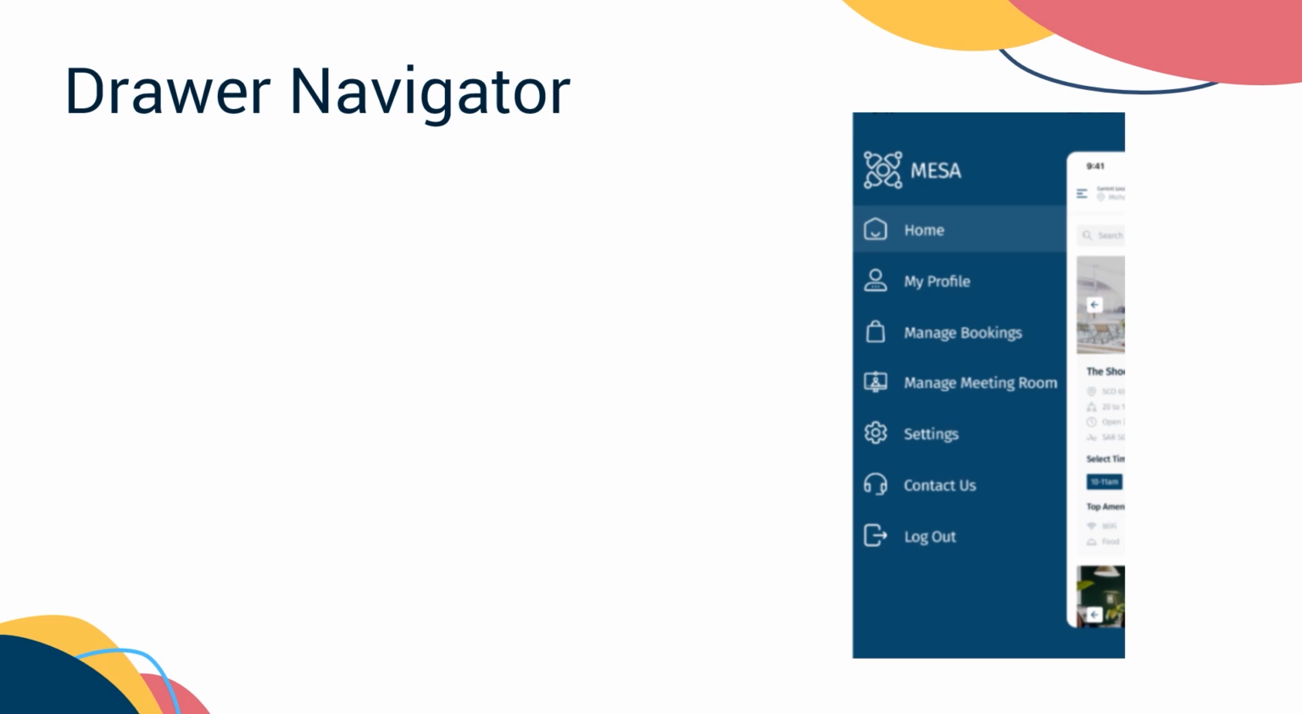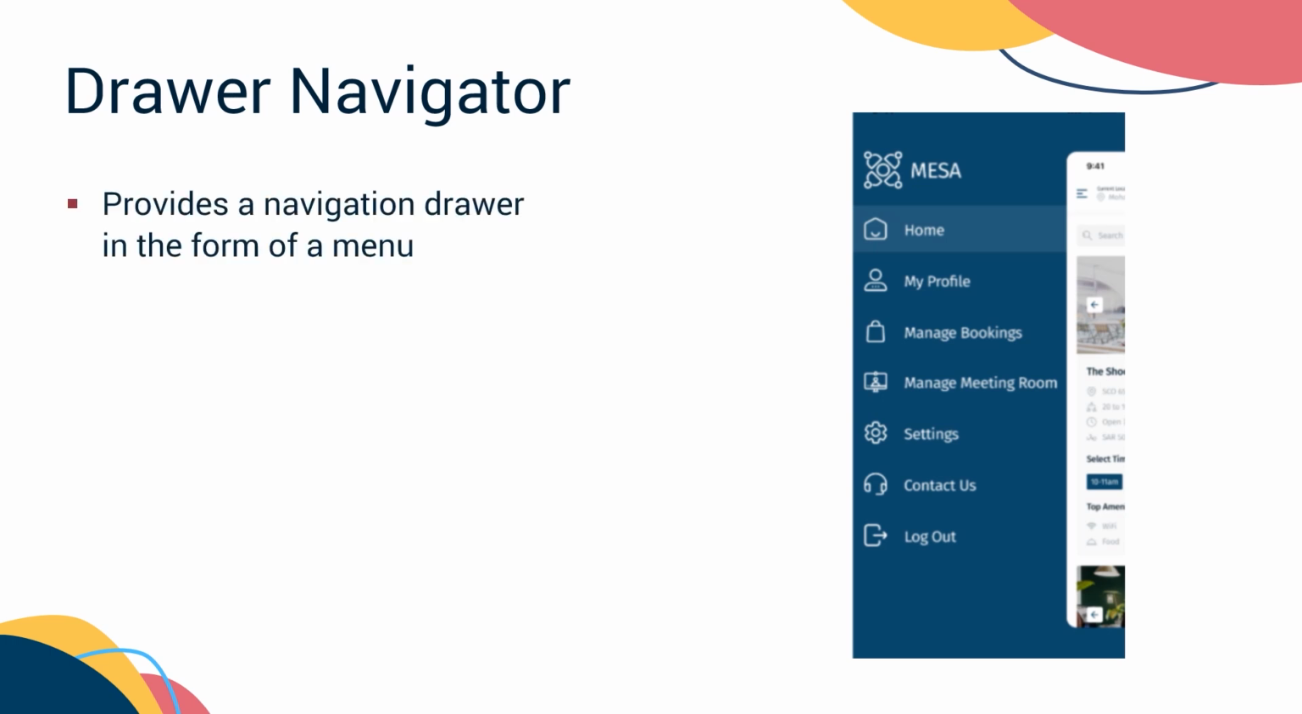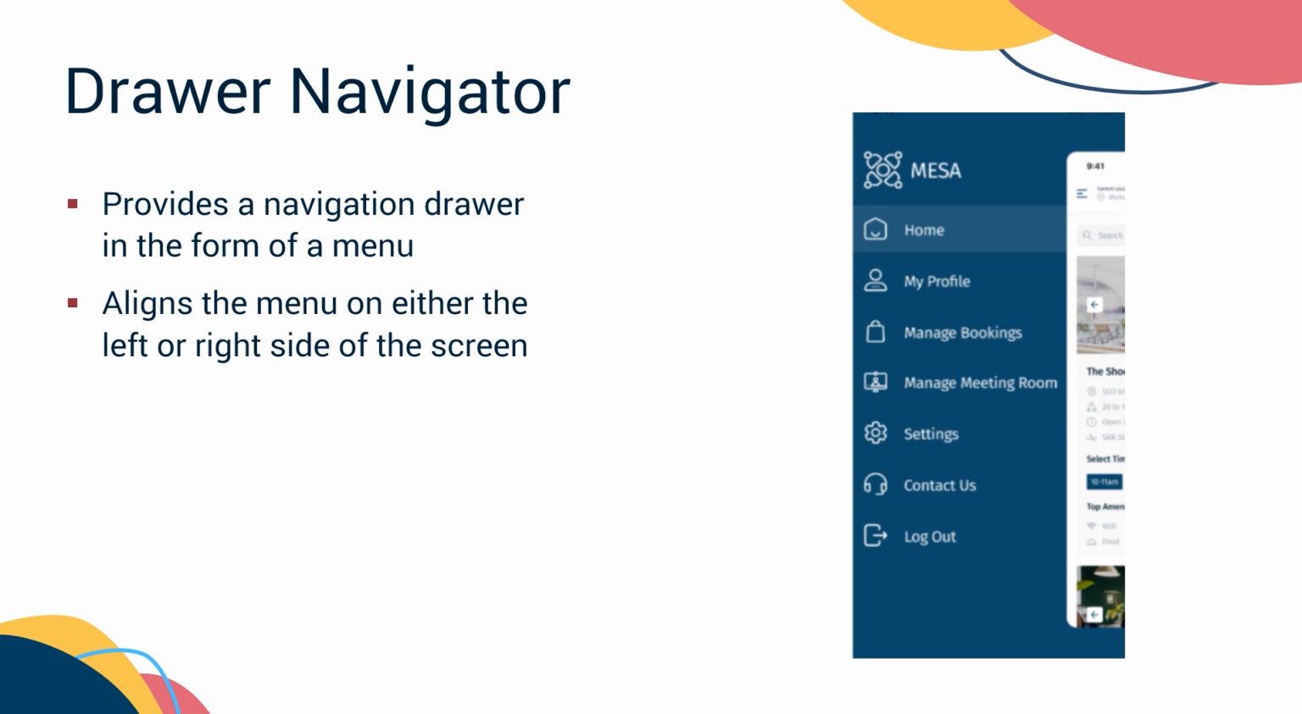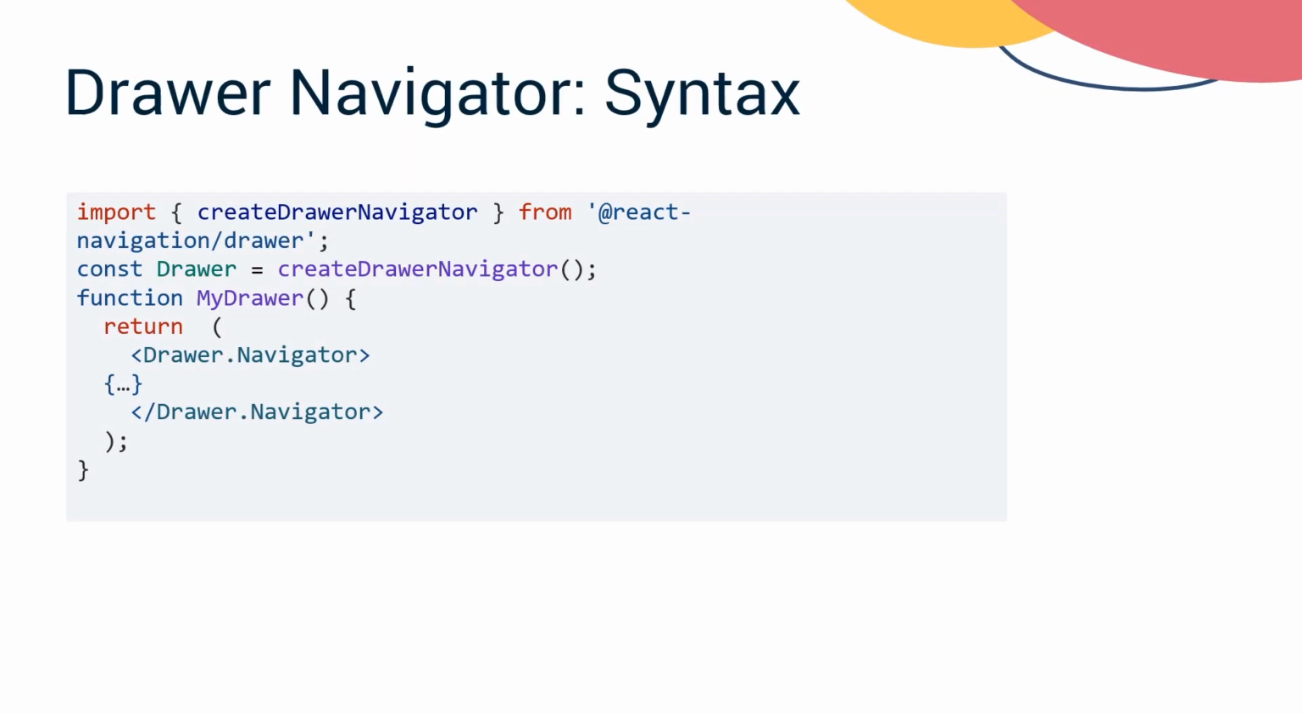The last navigator type is Drawer Navigator. It provides a navigation drawer in the form of a menu aligned on the left or right side of the screen. It allows users to swipe through the screens. The screen displays the syntax for using Drawer Navigator.